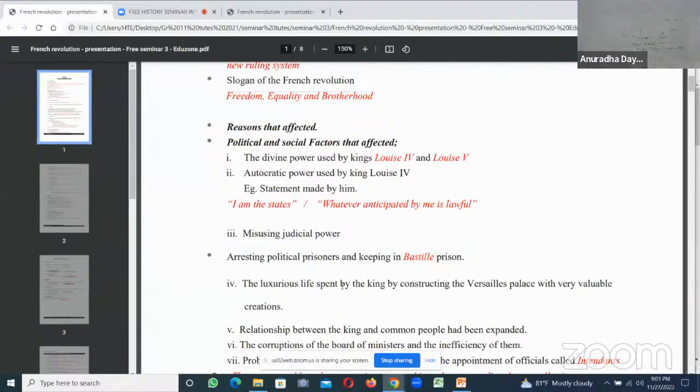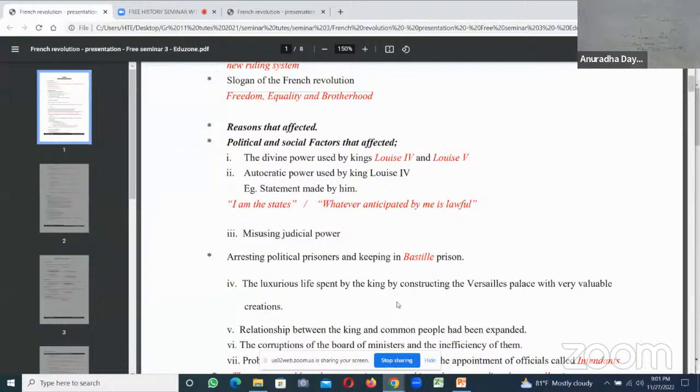The luxurious life spent by the king by constructing the Versailles palace with very valuable creations. I showed you the creations now. Bedrooms were golden, passages were golden, even the gate of the palace was golden. It's a massive palace with many rooms and many passages, many buildings, and lots of parks and water parks and luxurious things. And king was enjoying all these luxuries. To create these luxurious things, he was spending such a lot of public money. So the French economy collapsed because of that.